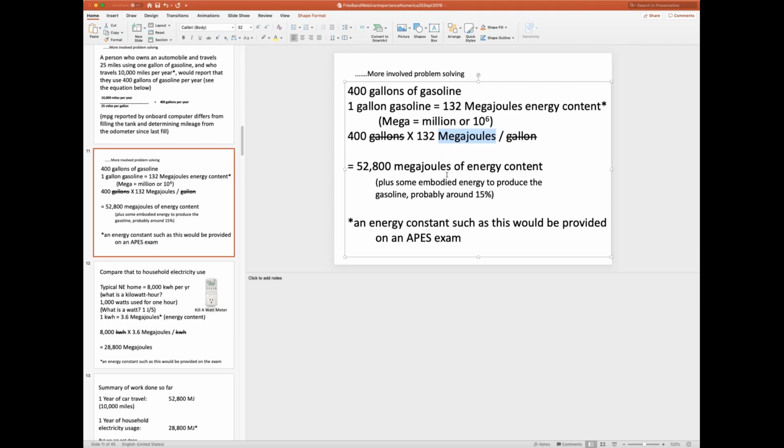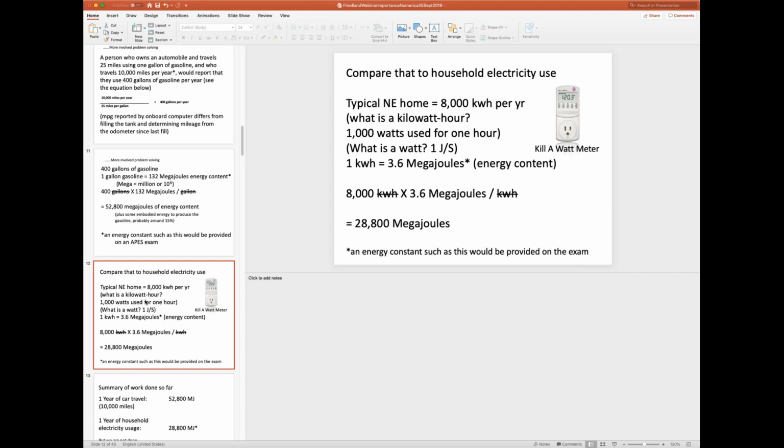Now, I know some of you are already saying, but wait a minute, there was some energy that needed to be input to produce the gasoline, to extract it from the ground and refine it. And maybe that's around 15%. But let's just hold that for a minute. And you're absolutely right if you're saying, no, that's not the true energy input to the car, but it's a pretty close approximation. But doing electricity is a little more complicated.